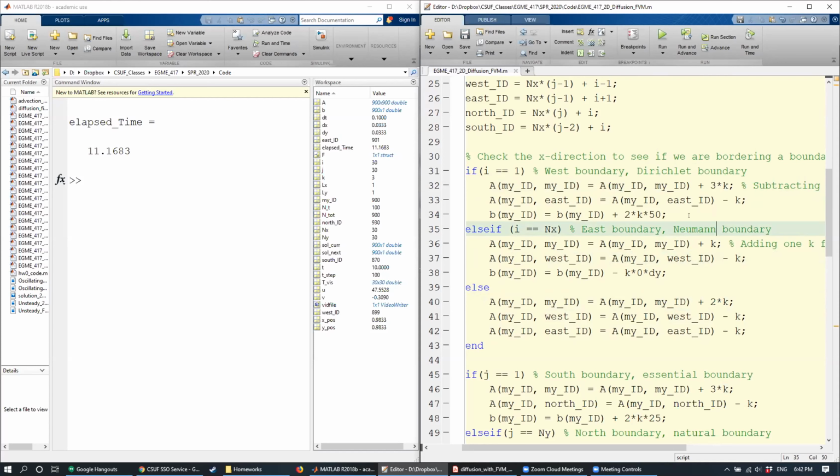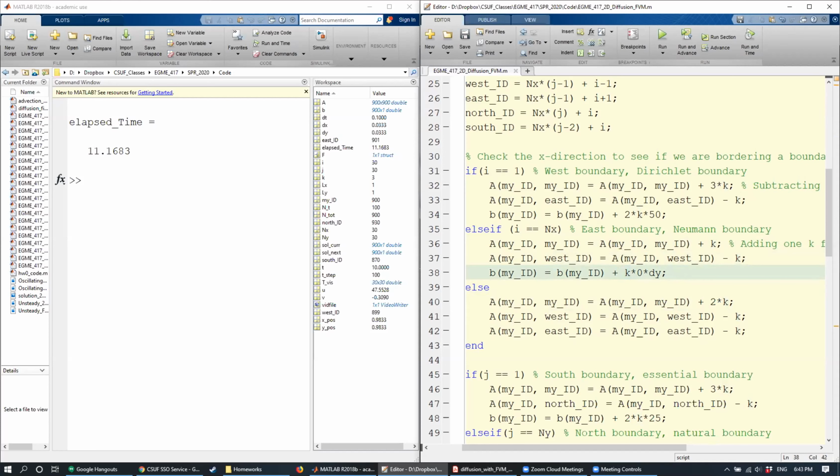So on the east side, basically, we have to make the adjustments based on that Neumann condition. You can see here, I've basically subtracted 1 from the diagonal component. So instead of a positive 2k, I just have a single k here. And then for the coefficient for the west neighbor, we have just a minus k, right? And this is a typo, so this should be a plus.